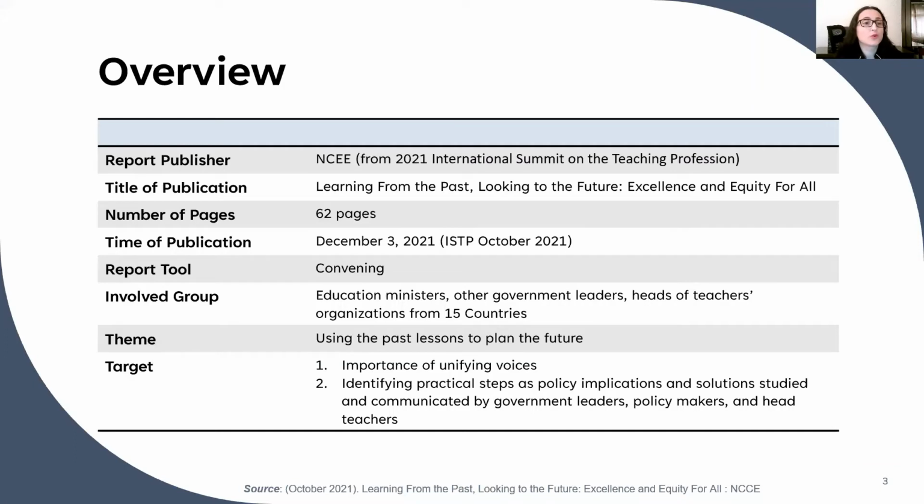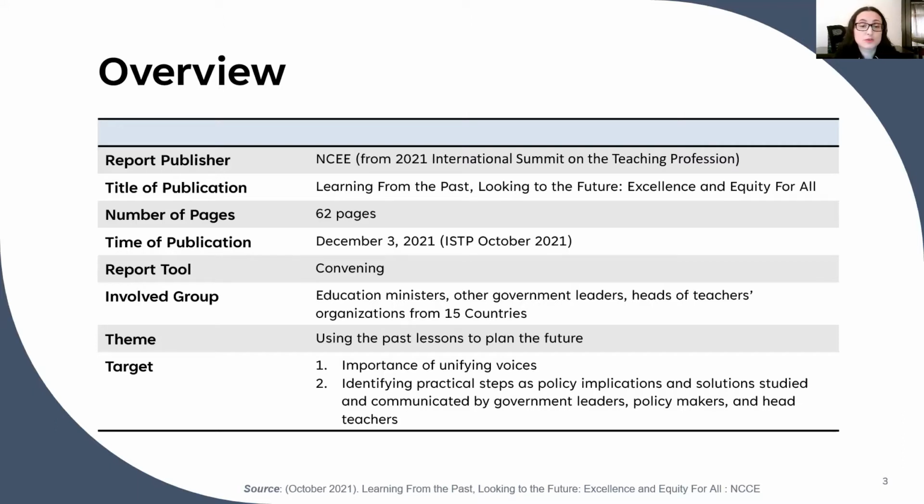So starting with an overview, this is about a report published by the NCEE, or the National Center on Education and Economy, mainly based on the 2021 International Summit on the Teaching Profession, ISTP. The title of the publication: Learning from the Past, Looking to the Future, Excellence and Equity for All. 62 pages for the support. Time of publication: it was published on December 3rd, 2021, but it was based on the ISTP, the summit that took place in October 2021.